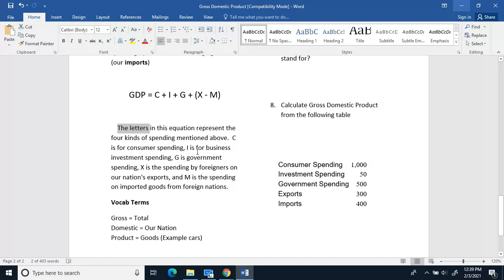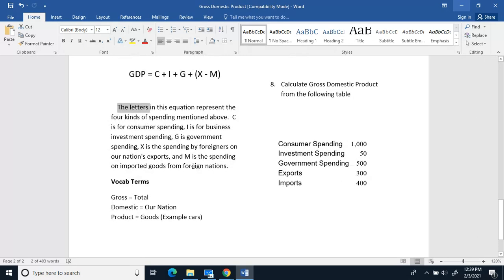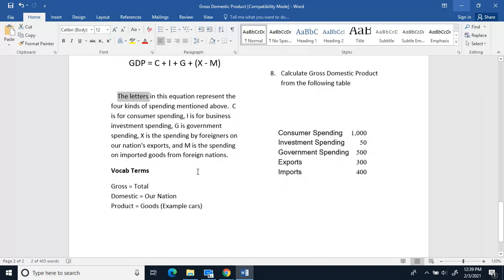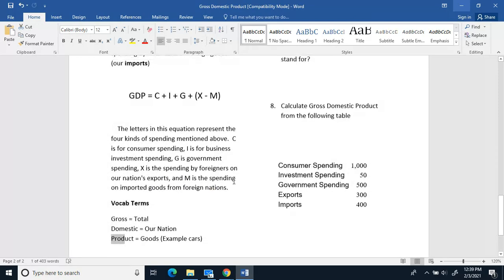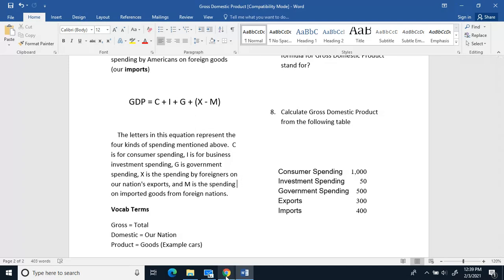The letters in the equation represent the 4 kinds of spending mentioned above. C is for consumer spending, I is for business investment spending, G is for government spending, and X is the spending by foreigners on national exports, and M is the spending on imported goods from foreign nations. Vocabulary terms: gross equals total, domestic means our nation, product means goods. All right, go answer those questions if you would, please.